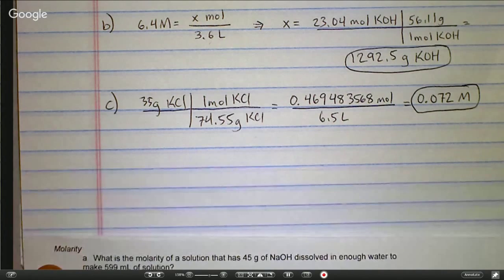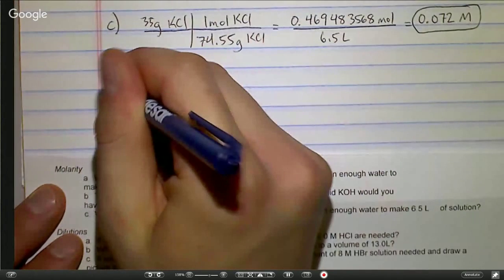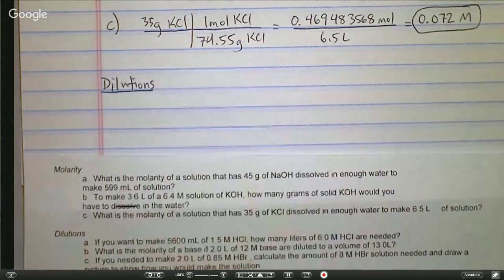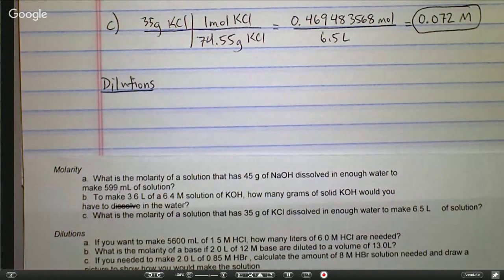All right, let's go on to dilutions. I will tell you, while I'm thinking about it right now, I did put a percent mass by volume and a percent volume by volume concentration problem on the test. They're not on the review, but we did just go over them on the quiz. And so there'll be one of each of those on the test.